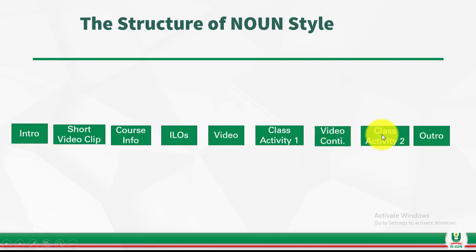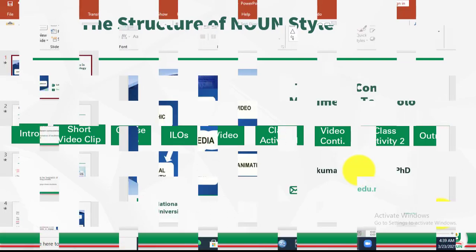Then class activity 2 comes at the end of the video to evaluate the entire process. Then lastly, you are going to put the outro. Outro is the last video of the instructional video that you are producing. This is the structure of our NOUN style, and we expect that each video should have all these components. Now let's go to the practical session.